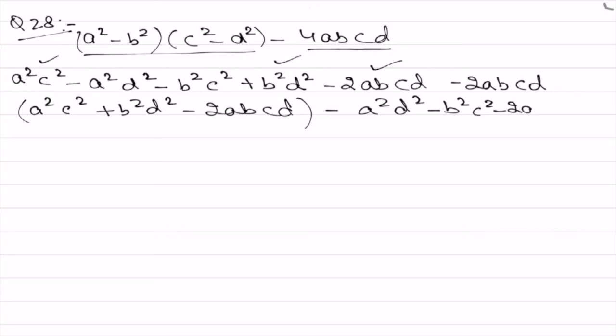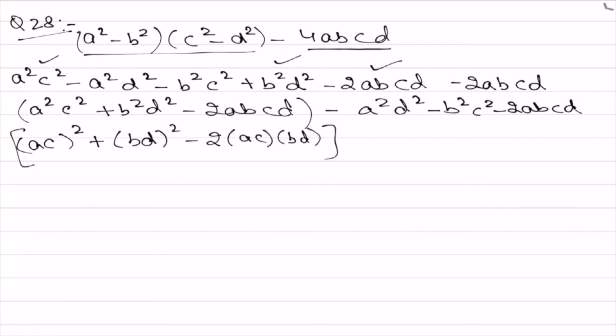minus 2abcd. Now here we can see a square c square is a perfect square of ac, square, plus this is a perfect square of bd, square, minus 2ac into bd, and here the negative sign we will take out common and the terms left with the sign changed. So it becomes ad whole square plus bc whole square plus 2abcd.